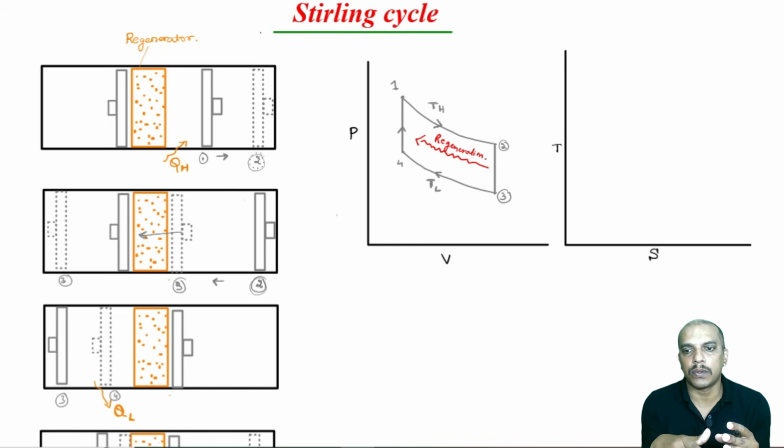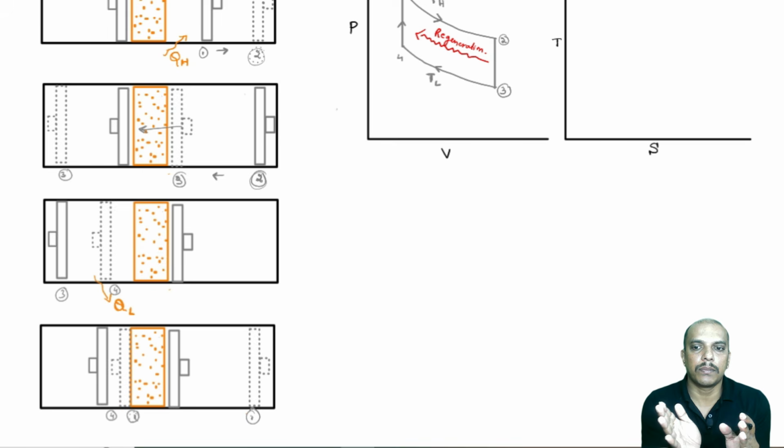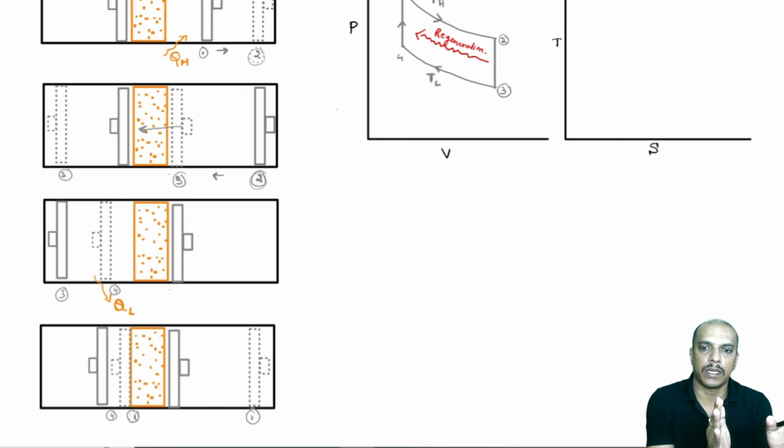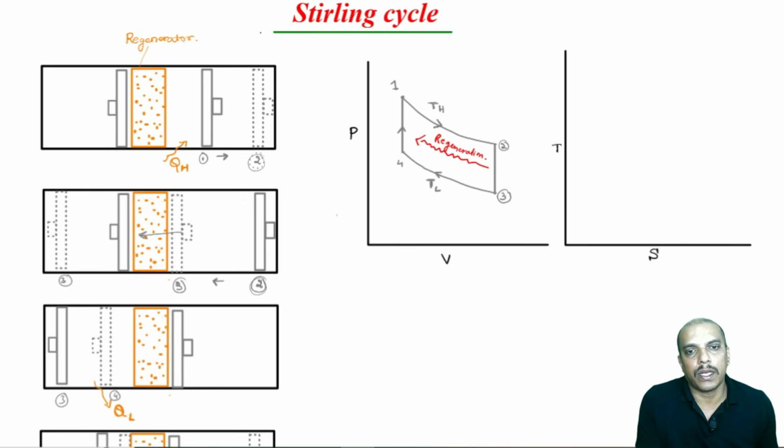Now, 3 to 4 is a process where heat is rejected and there is a compression. Now, 4 to 1 is a process again where the regenerator gives back that energy and the piston should move towards right in such a way that the volume remains constant. So, this way we are having the energy recovered from the regenerator. So, that is the same thing represented in the PV diagram. Now, let us go to the TS diagram.